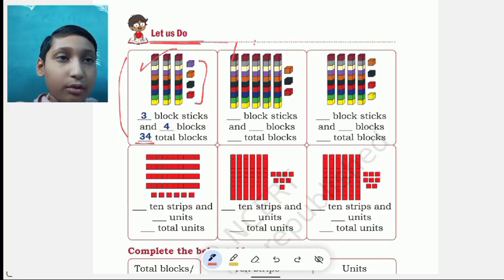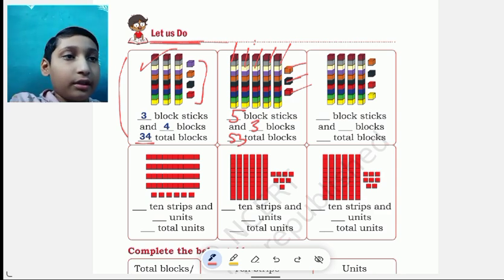1, 2, 3, 4, 5 block strips. So you have to write 5. 5 block strips. And then 1, 2, 3 blocks. So you have to write 3, which is a total of 53.